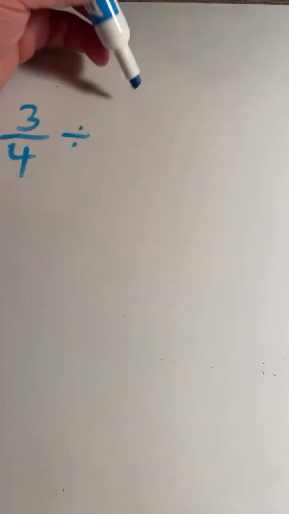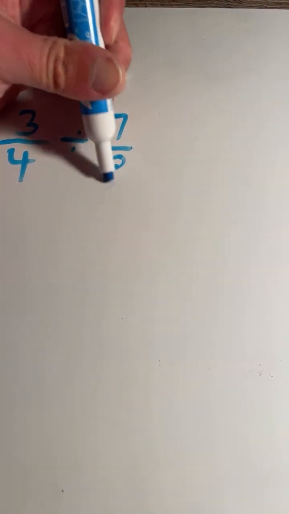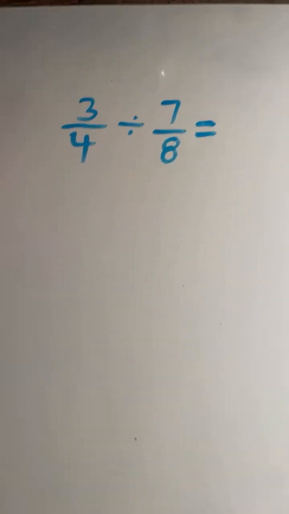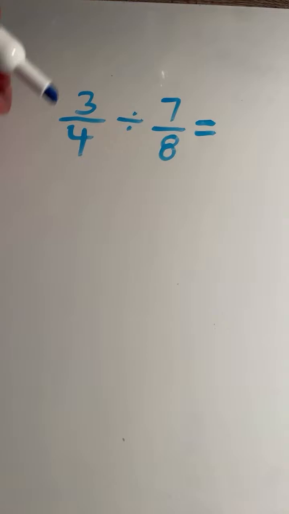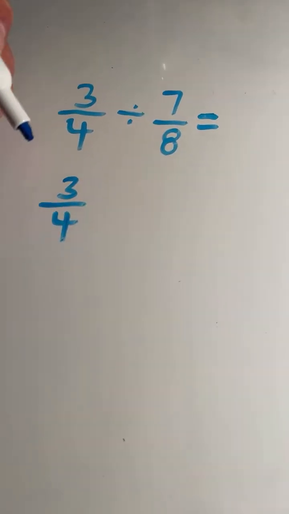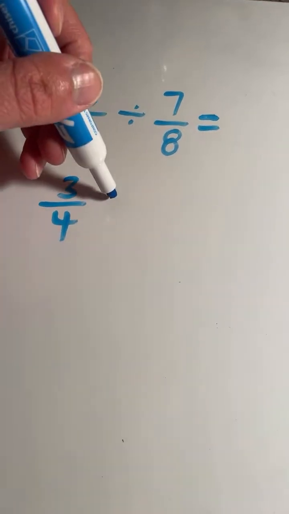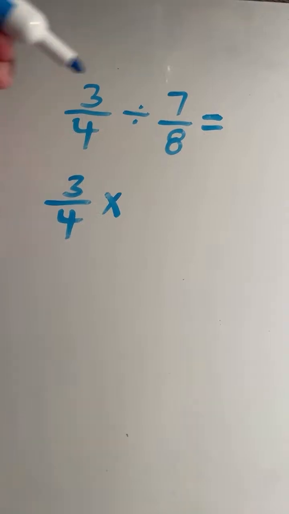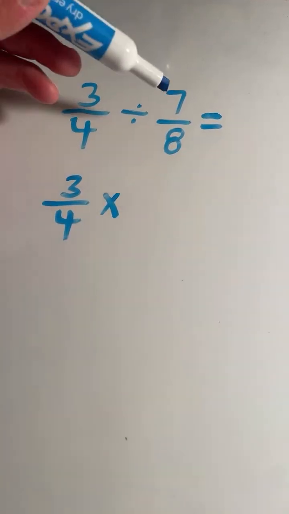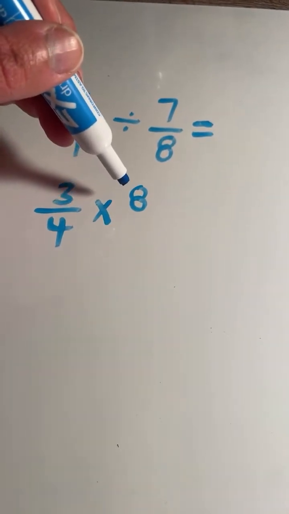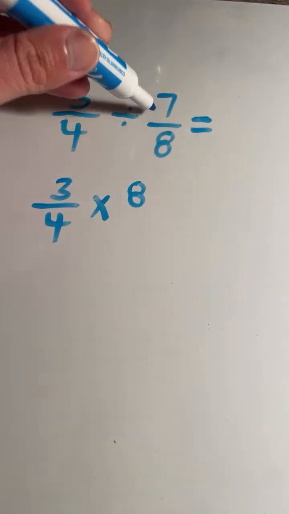Three-fourths divided by 7/8. So step 1, we keep our first fraction the same. Step 2, we change the division sign to a multiplication sign. Step 3, we flip. Our denominator becomes our numerator, and our numerator becomes our denominator.